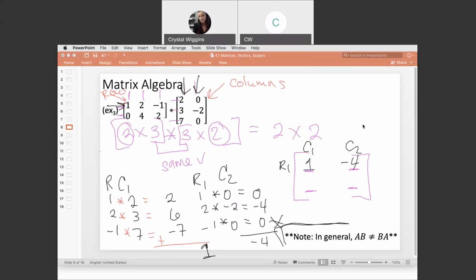Okay, so now we have exhausted row 1 because we've multiplied it by all the columns in the second matrix. So now we are moving on to row 2, column 1. So here is row 2, 0, 4, 2, and column 1 is the 2, 3, 7. So we get 0 times 2 is 0, 4 times 3 is 12, and 2 times 7 is 14, giving us our row 2, column 1 element to be 28.